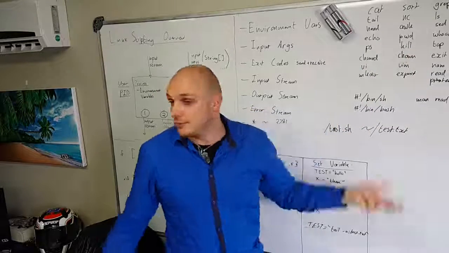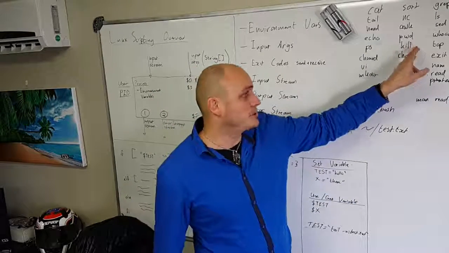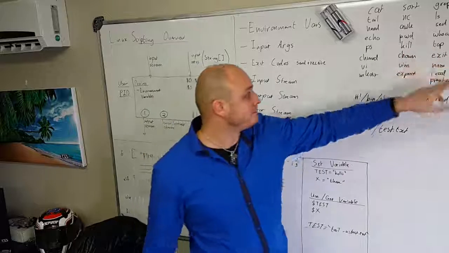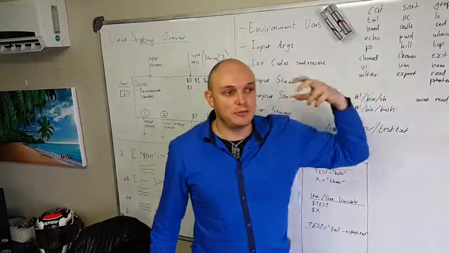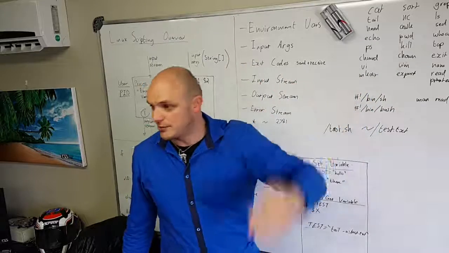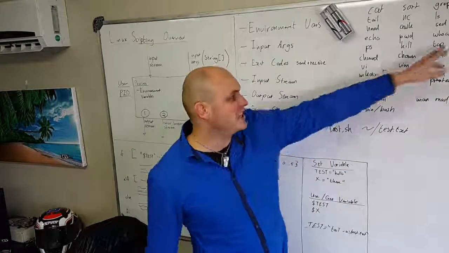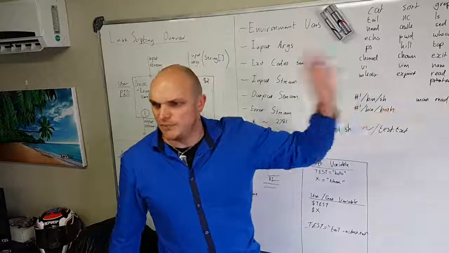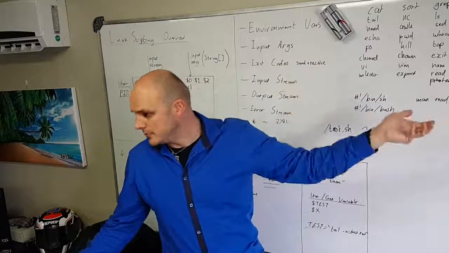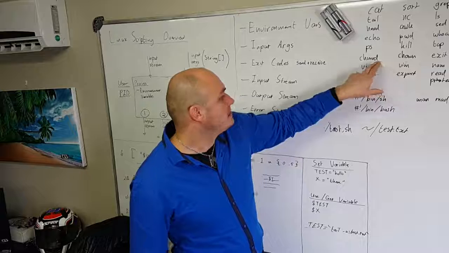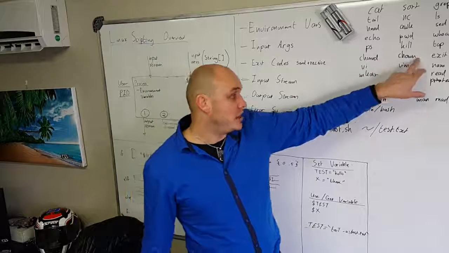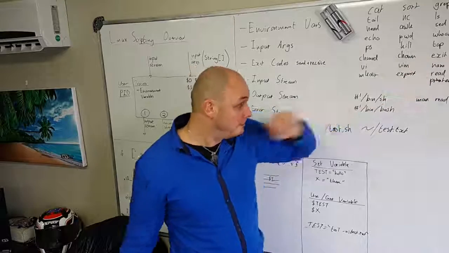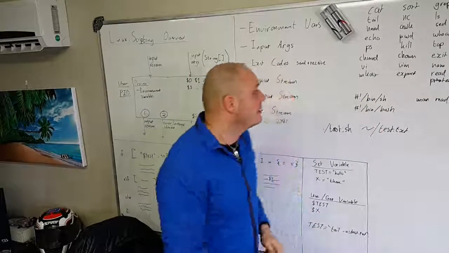Kill, that's just to kill a process. Usually used as kill space the process ID. Top, very similar to PS, but it shows the process with the most CPU usage. It just ranks them. And it shows other stuff as well, like swap use, memory use. It's almost like a system monitor for the command line. CHMOD, that's just changing permissions. CHOWN, that's changing ownership. Exit, which I will explain.